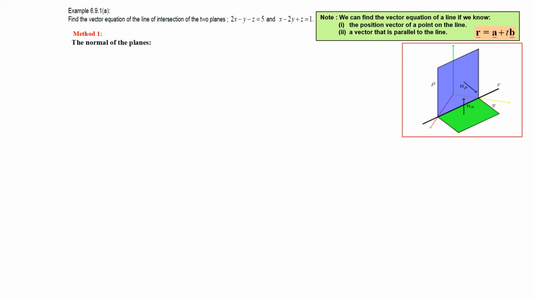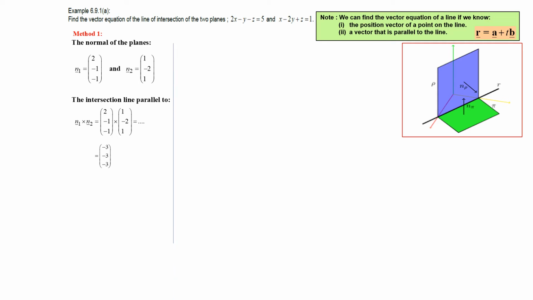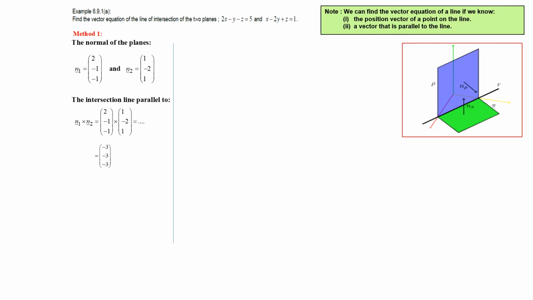From the equation, identify the normal. Then you carry out the cross product. When you carry out the cross product, you will produce a vector that is parallel to the line of intersection. So you carry out the product, and you have this result. This is the vector that is parallel to the line of intersection. So now you have the vector that is parallel to the line.